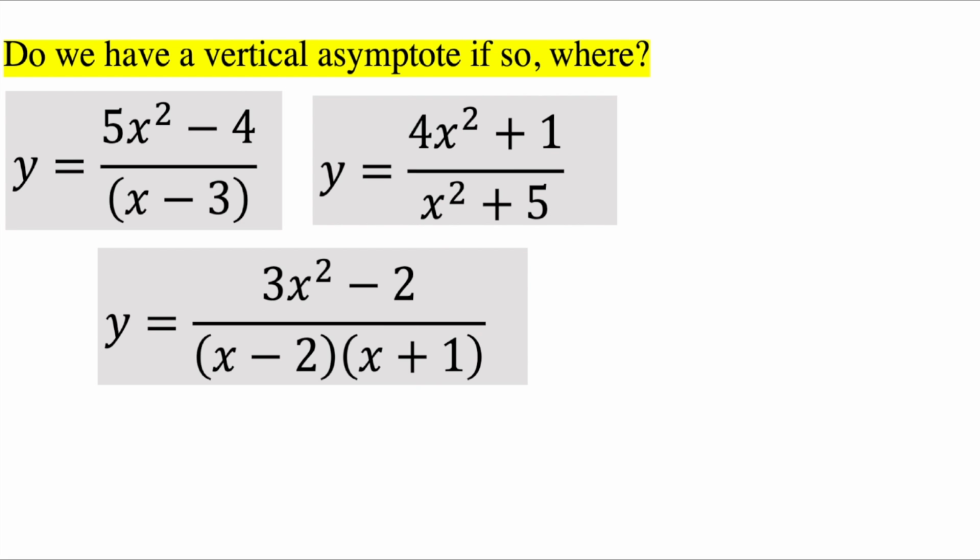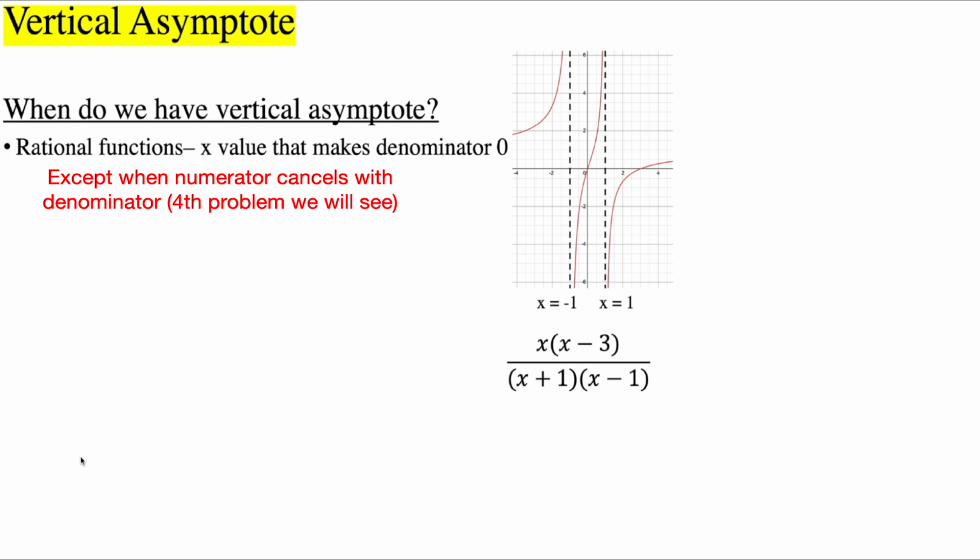Okay, in this video, we are going to find vertical asymptotes, and these are the three problems that we will solve together. But before we solve them, it's important to understand, what is a vertical asymptote? And in short, a vertical asymptote is when the x value makes the denominator 0.